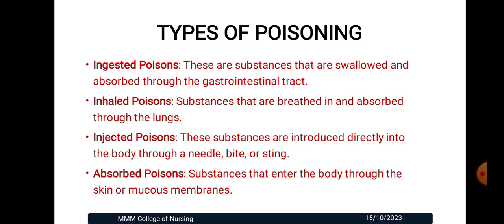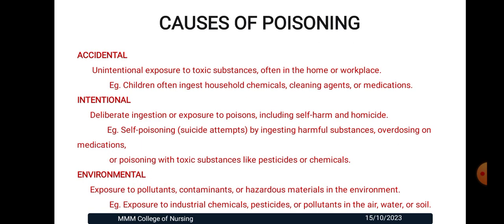Types of poisoning: Ingested poisons. These are substances that are swallowed and absorbed through the gastrointestinal tract. Inhaled poisons, substances that are breathed in and absorbed through the lungs. Injected poisons, these substances are introduced directly into the body through a needle, bite, or sting. Absorbed poisons, substances that enter the body through the skin or mucous membrane.